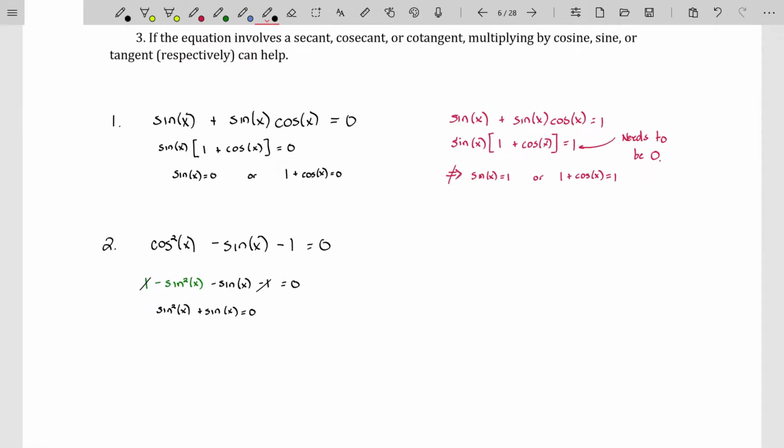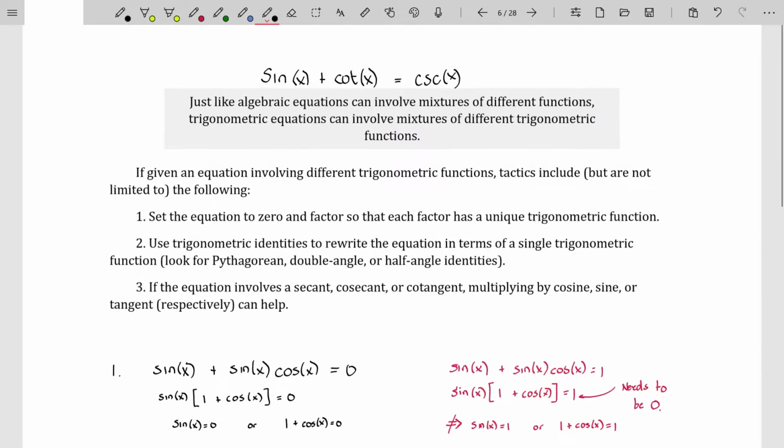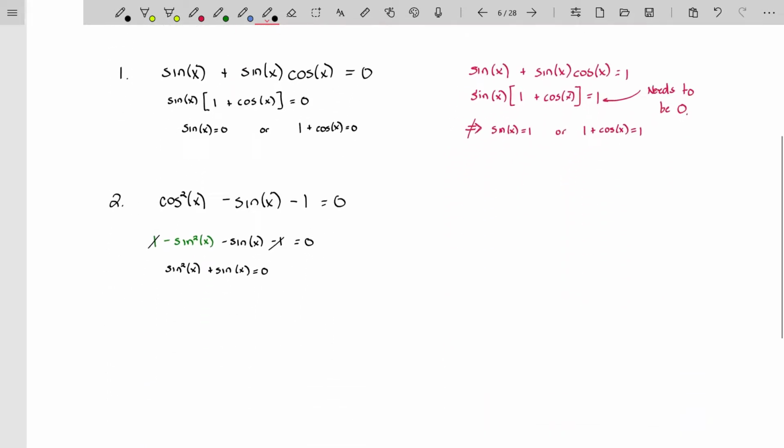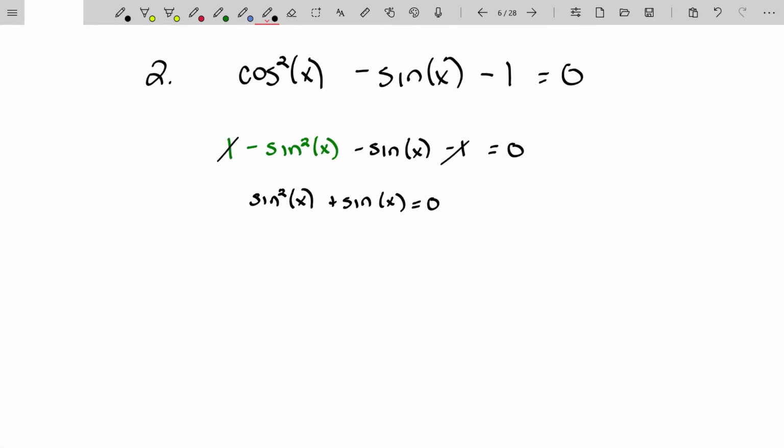Finally, and again, this is not an exhaustive list. It's just the top 3 that I can think of. If the equation involves a secant, a cosecant, or a cotangent, multiplying by the cosine or sine or tangent, respectively, can help at times. So that brings us back to that top one I wrote out there. That's a sine plus cotangent equals cosecant. So it's sine of x plus cotangent of x is equal to the cosecant.